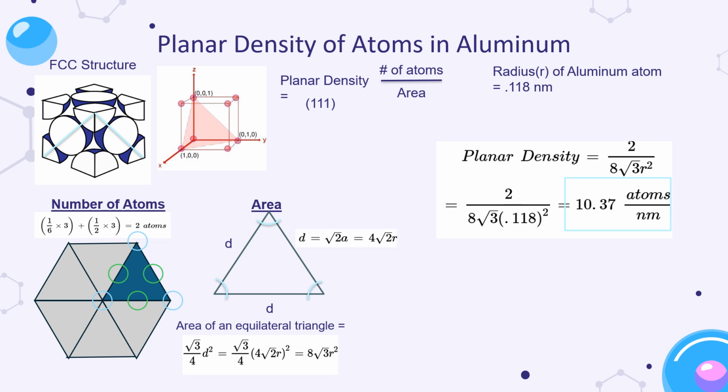Now if we apply what we found to calculate planar density, we get 2 atoms divided by our area, and that comes out to be about 10.37 atoms per nanometer.